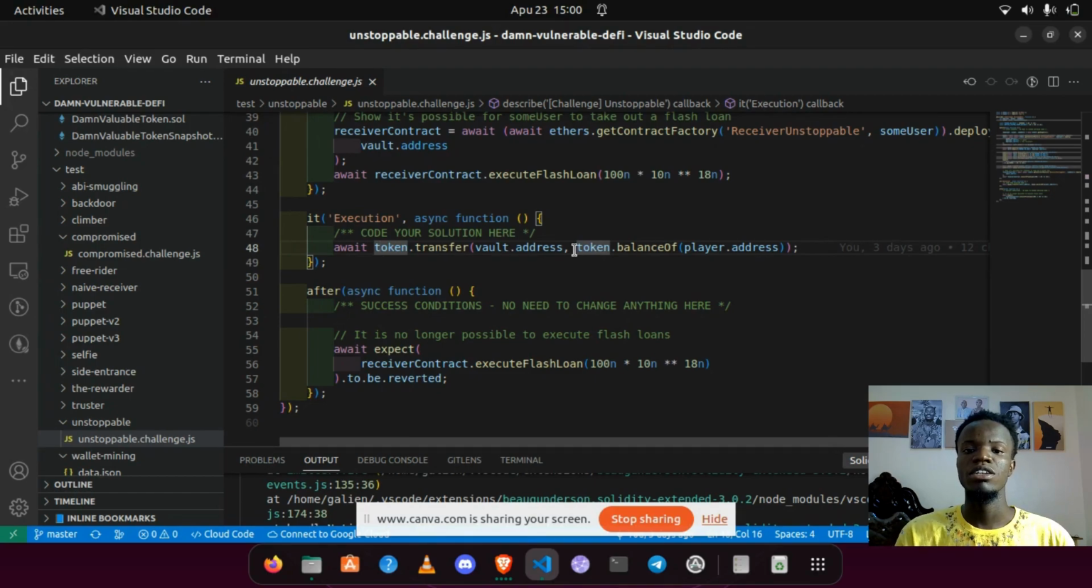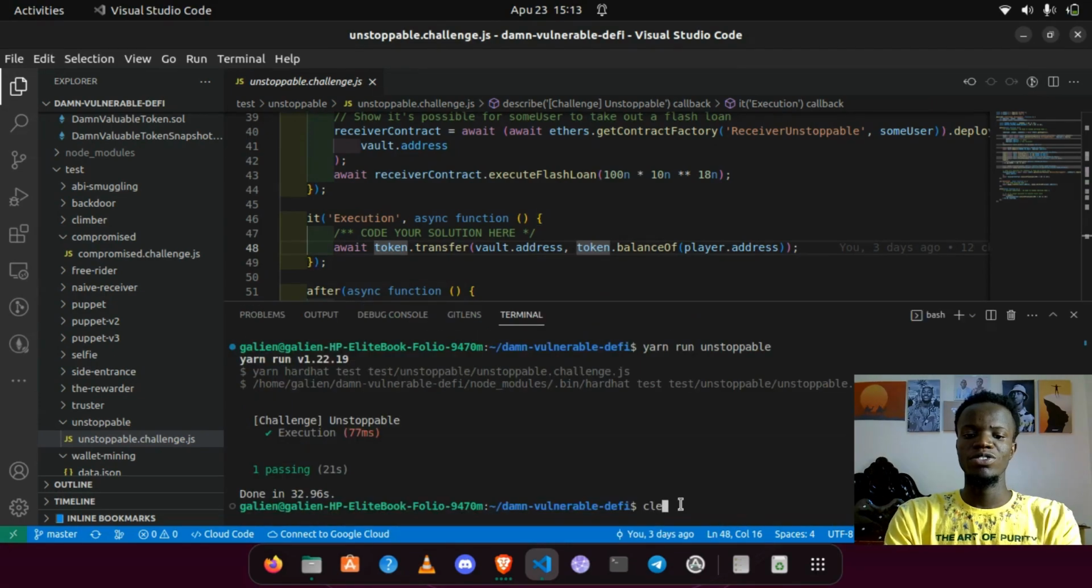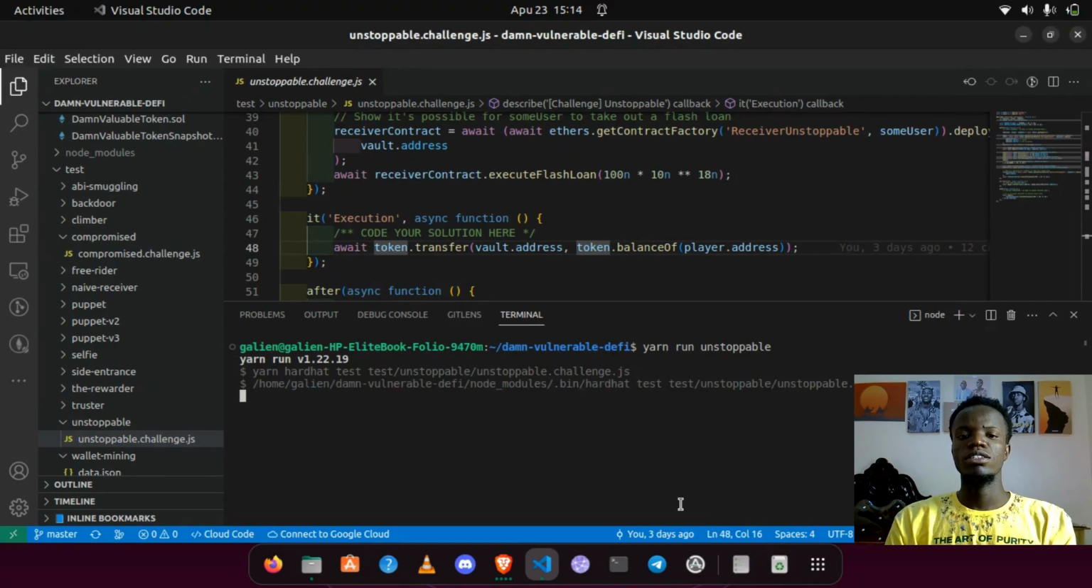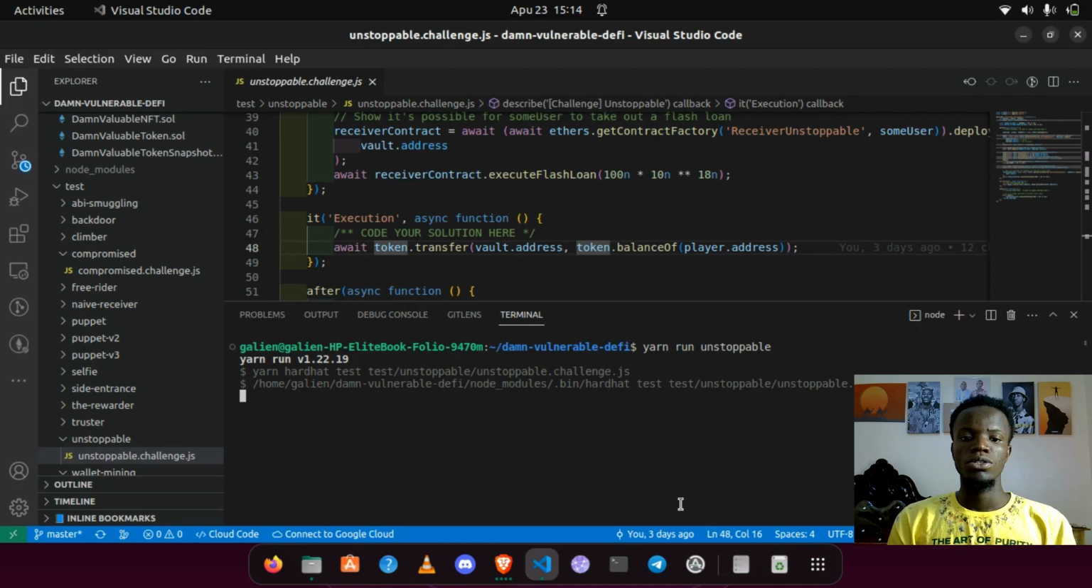And that's what this line of code does. To run and see if we've passed the challenge, it's just by running the command run unstoppable and validate. It's going to validate.